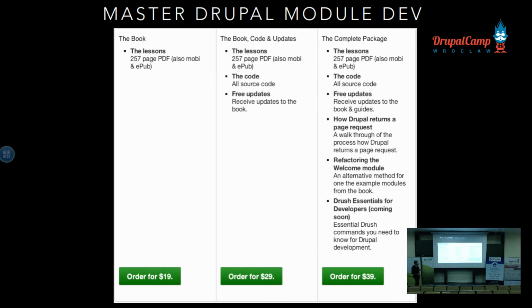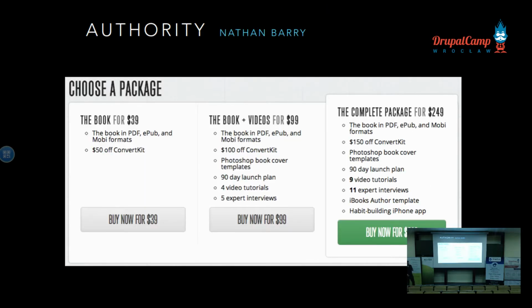This is an example of this done very well. A guy called Nathan Barry, he's written 3 or 4 books. One of them is called Authority. You can buy the book for $39.